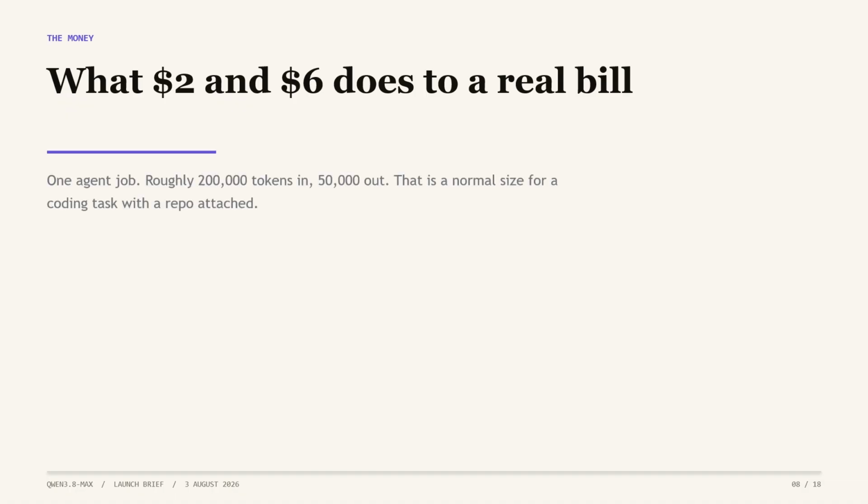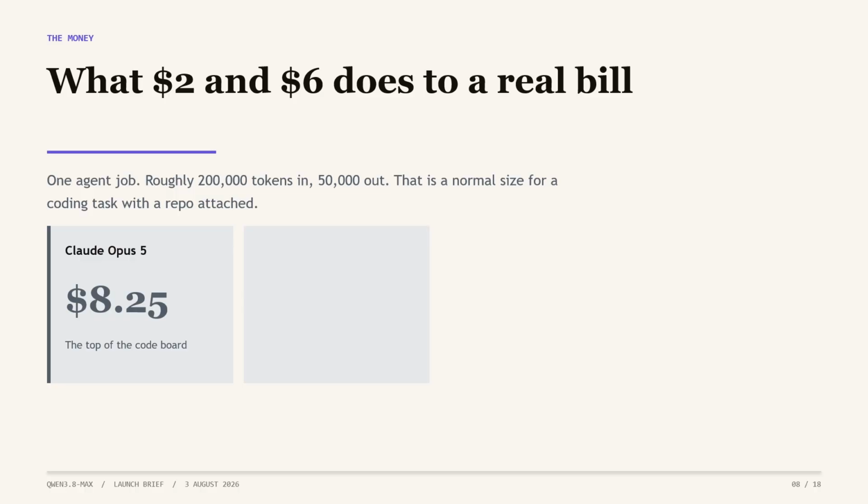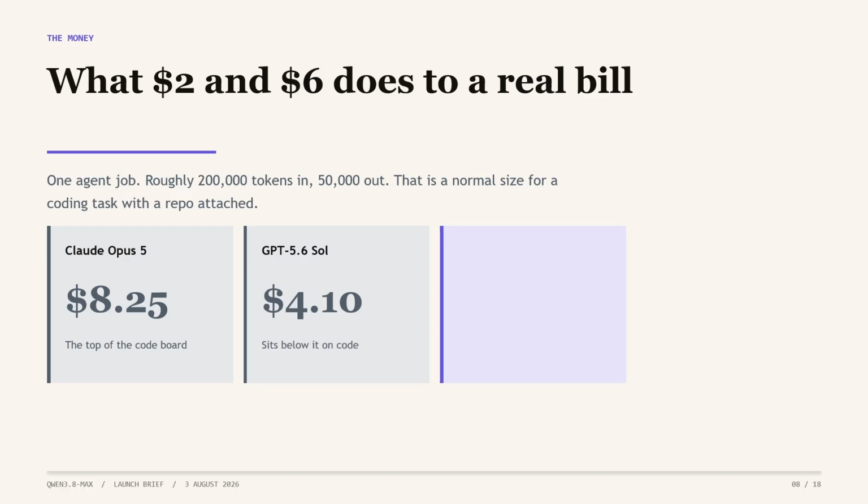Take one agent job, 200,000 tokens going in, 50,000 coming out. That is normal when you attach a code base. On Claude Opus 5, that job cost about $8.25. On GPT 5.6 Full, about $4.10. On Qwen 3.8 Max, 70 cents only.